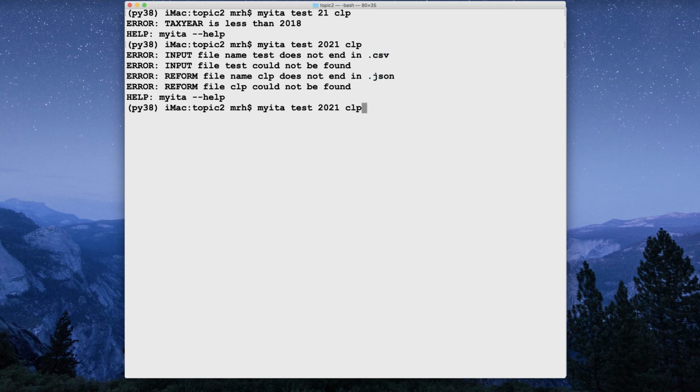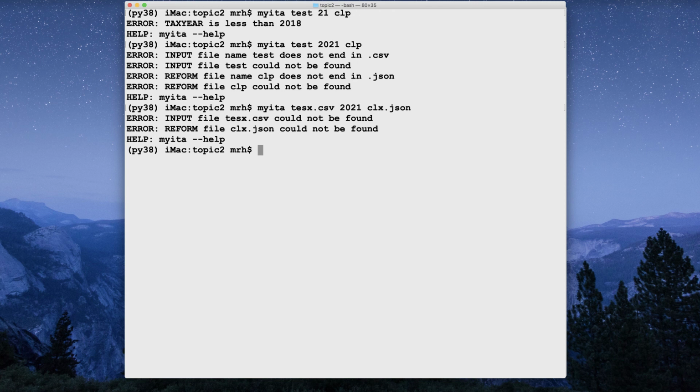Okay, so I'm going to make some more errors. I'm going to put the JSON on, and I'm going to put the CSV on. But it says, okay, you're okay. You've got a CSV on the input file, and you've got a .json on the reform file. But I don't know what testx.csv is, and I couldn't find the other ones. So finally, if we get it right, it'll work just like before.